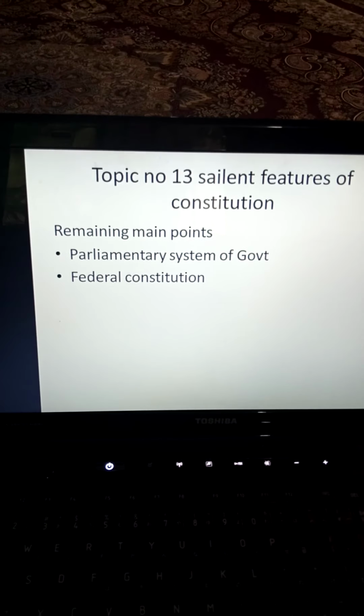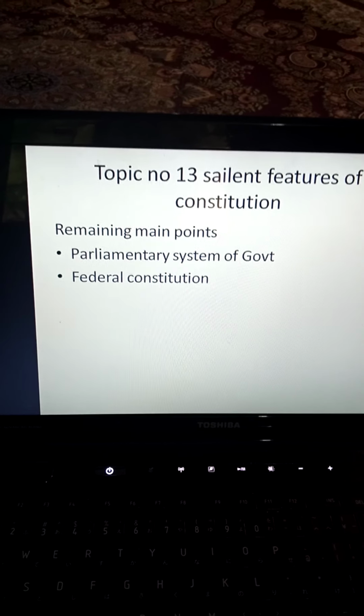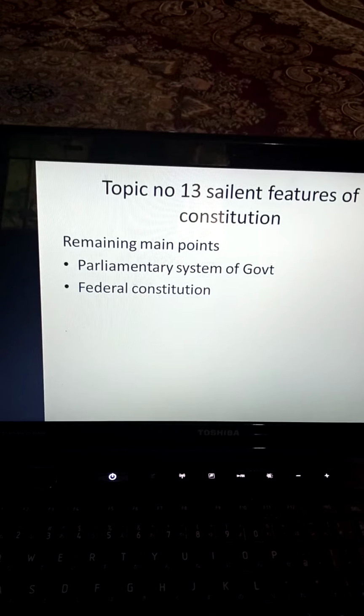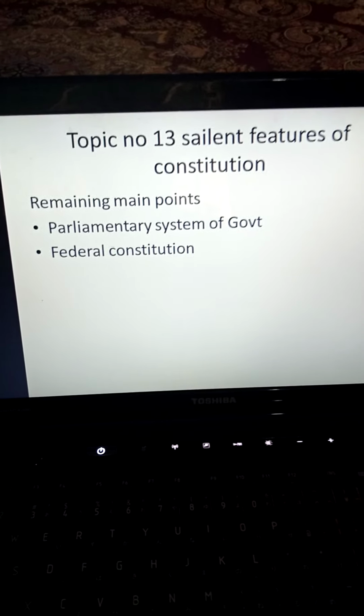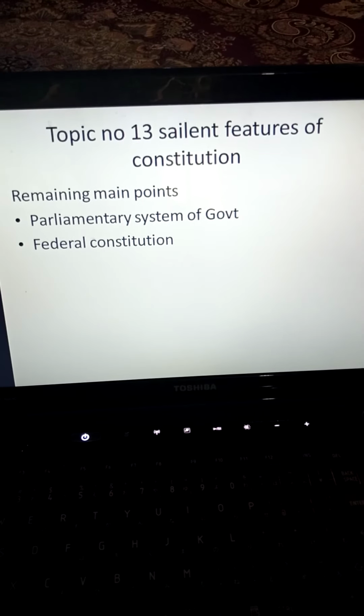The next point is the Federal Constitution. The Constitution makes Pakistan a federal republic. It means the formula of power sharing between the federation and the provinces is well defined, meaning that the power sharing among the provinces depends upon their winning majority.